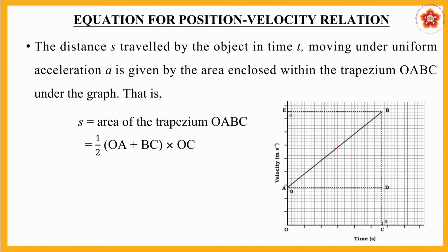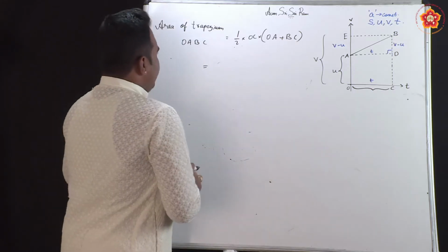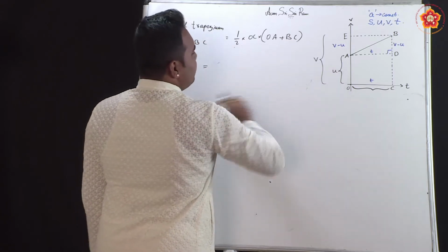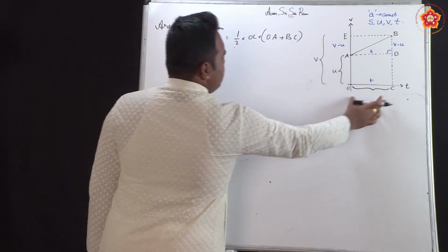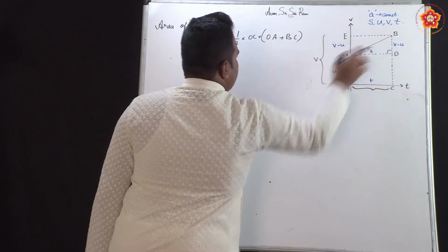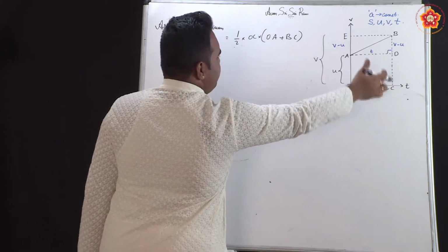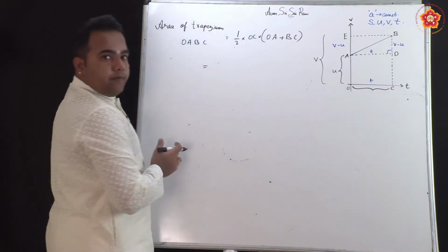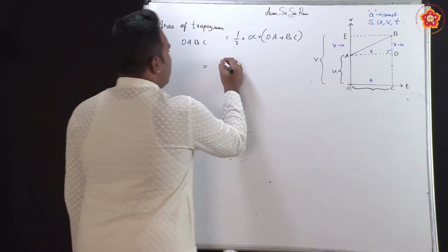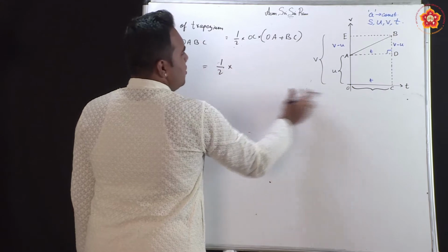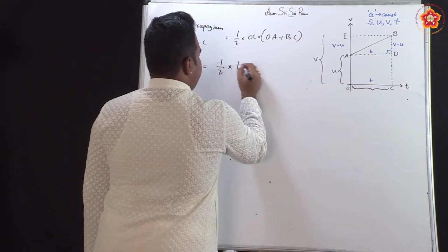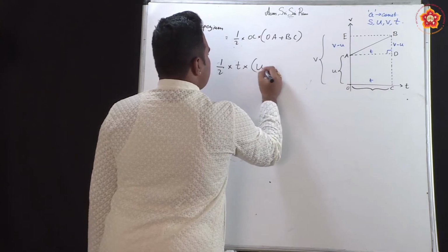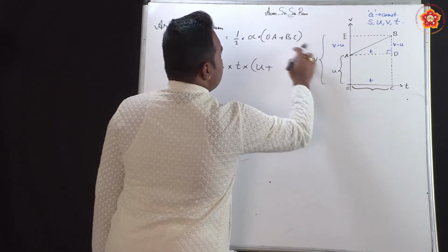So, the area of the trapezium OABC is nothing but, we use the direct formula now, half into base into sum of the parallel sides. OA and BC are the parallel sides and OC is the base of this trapezium, as we see. So, half into OC, which is time, into OA, which is u, plus BC.